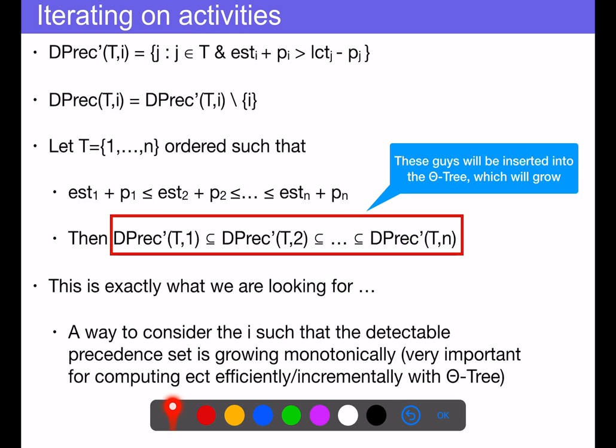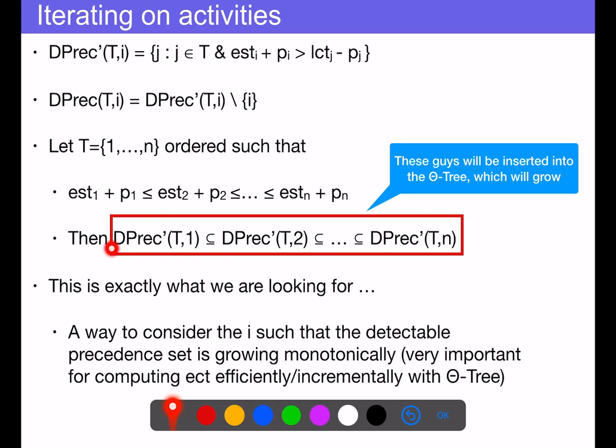Small modification: the detectable precedence set of I, and now I remove the fact that the activity J that I will include in it must be different from I. And so the detectable precedence set of I is this set minus the activity I if it possibly belongs to it. Then I'm looking for a nested relation between the sets, because this is how I will be able to take advantage of the incremental data structure of the theta tree. And it's quite nice because if you store the activities according to this, so earliest start time plus processing time, which is the earliest completion time, you realize that the sets are again nested.